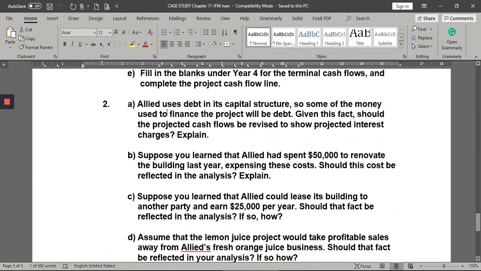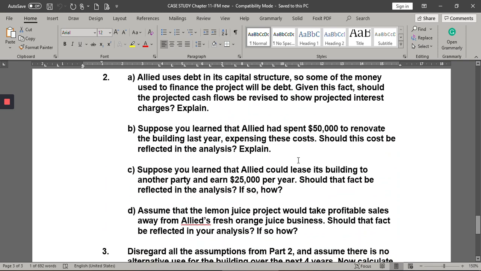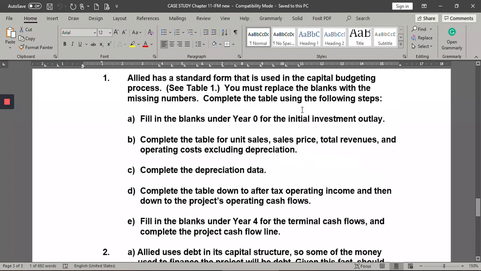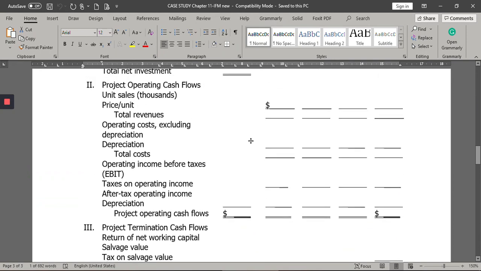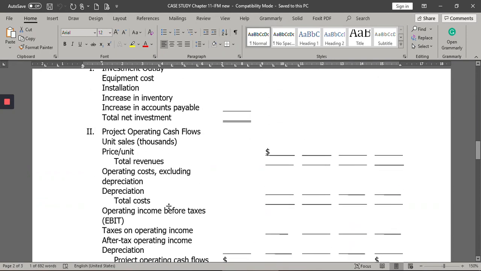Then let's move on to the second part, where the question asks: Allied uses debt in its capital structure, so some of the money used to finance a project will be debt. Given this fact, should the project's cash flow be revised to show projected interest charges? Alright, so basically they're asking, do we have to include interest charges here? Since we only have taxes, we don't include interest. So class, what do you think the answer is?